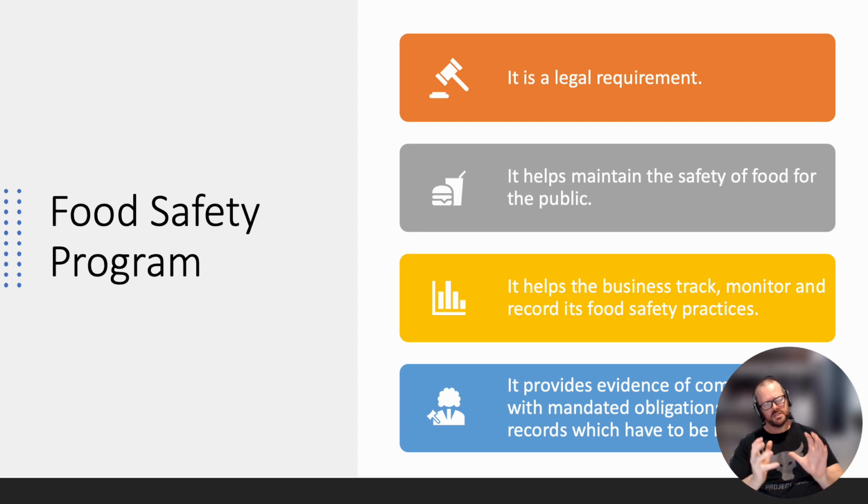Essentially, it's a document system. It's our policies and procedures as to how we are going to track, monitor and record our practices. So this would be documentation of food safety supervisors, temperature log sheets, waste practices, pest control monitoring. So various different policies and procedures around how we maintain food safety in our food business. Every food business needs to have it.